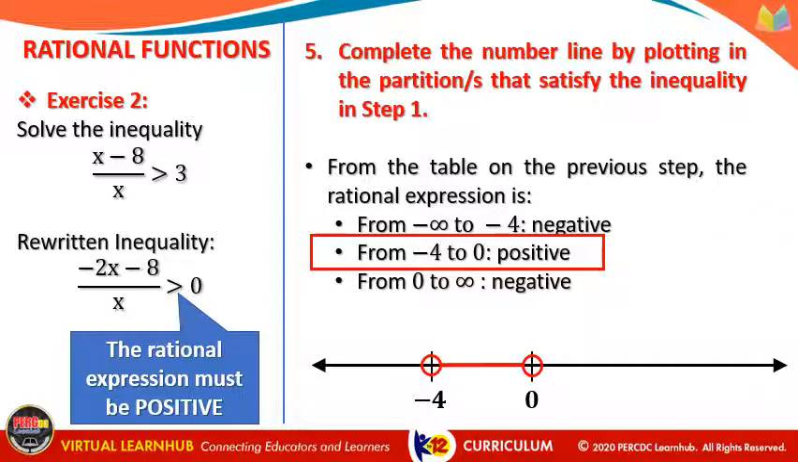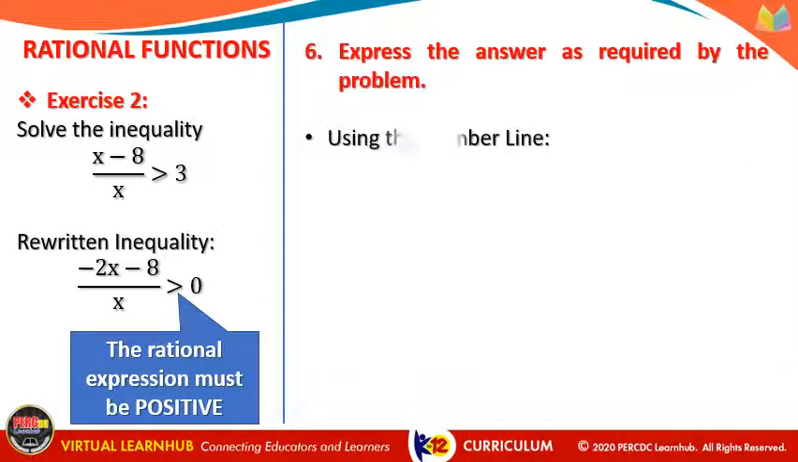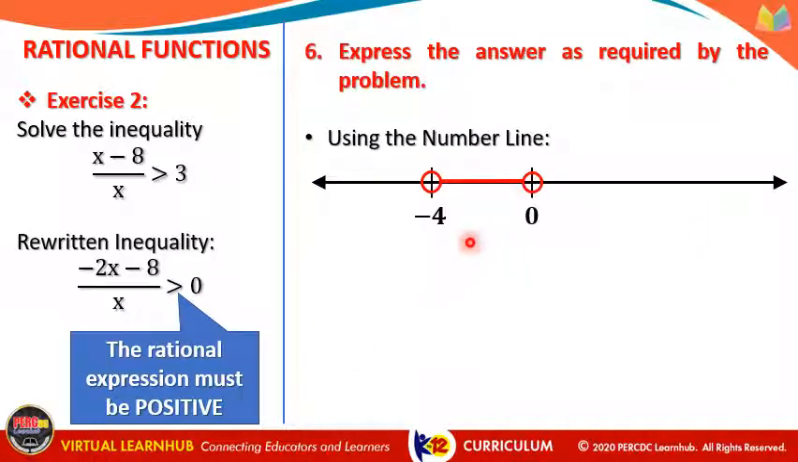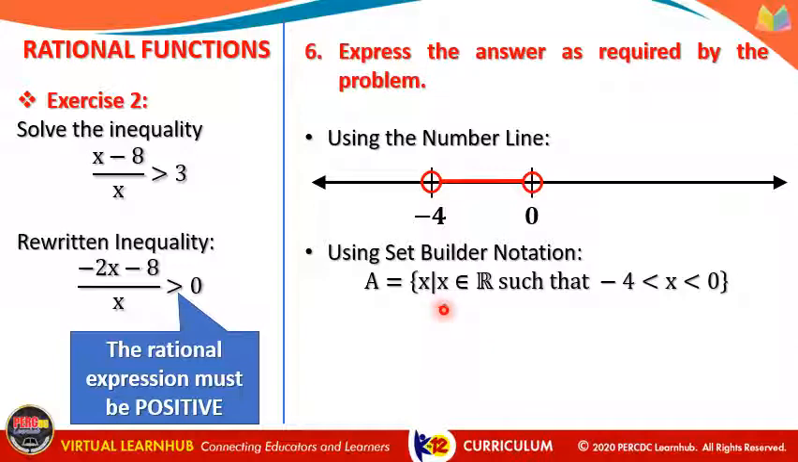Again, to finish our solution, let's also express our answer in different forms. Again, ito yung number line natin. Paano ang set builder notation nito, di ba? Ano ulit ang ibig sabihin nito? This consists of all real numbers that are greater than negative 4 and are less than 0. So, ito siya. So, x is a real number such that x is greater than negative 4 but is less than 0. Ito yung set builder notation.